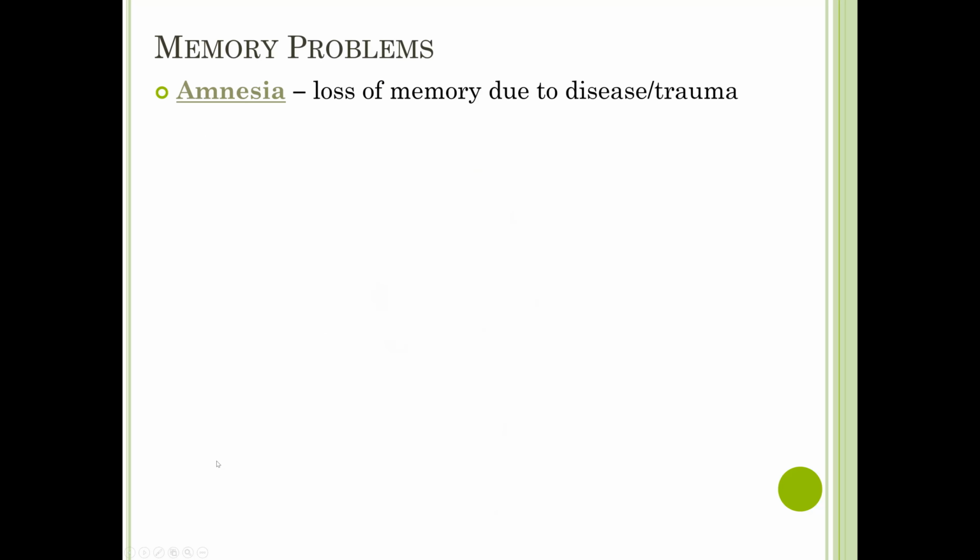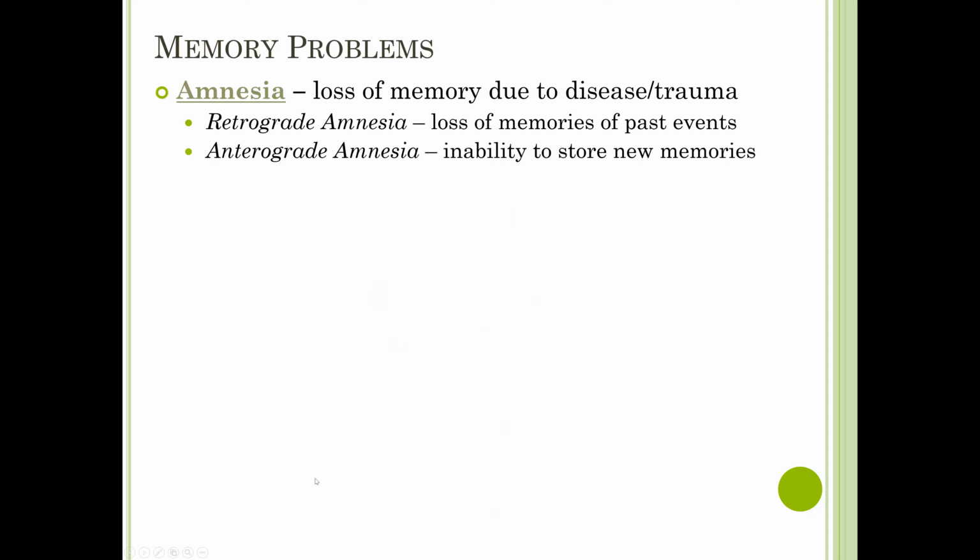And then last little section here on memory problems. So amnesia is the term we use to refer to the loss of memory due to disease or trauma. And there are two broad classes of amnesia. Retrograde amnesia is the loss of memories of past events. So you can make new memories, but you can't remember old ones. And anterograde amnesia is the inability to store new memories. So you can remember everything that used to happen to you, but you can't make new memories.